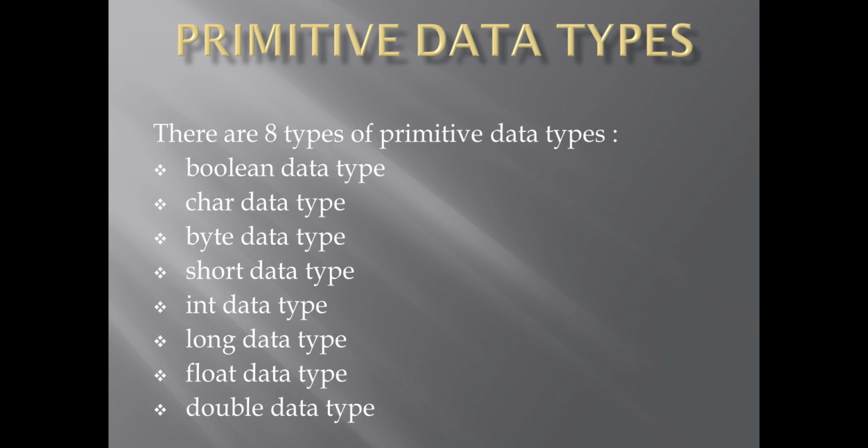And for the last two we have float and double. Both of them are used to store decimal numbers, and again the difference is in size. Float is 32-bit and double is 64-bit.